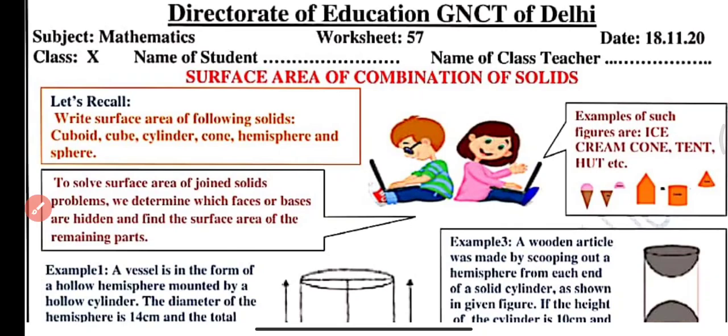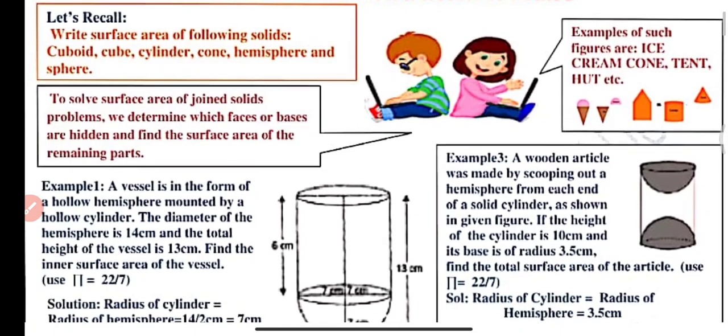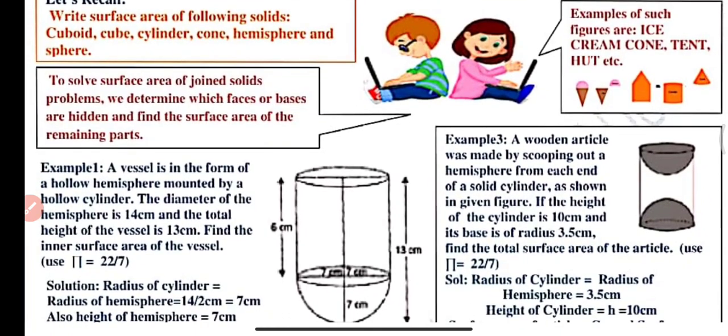So now to solve the surface area of joint solids, we determine which faces or bases are hidden and find the surface area of remaining parts. So whenever we are talking about combination of solids, we have to determine, identify which face or which base is hidden, so that we can subtract that area from the total surface area of the solid. So example of such figures we can see in our daily life, that is ice cream cone, tent, hut, etc. We have many examples in our daily life.